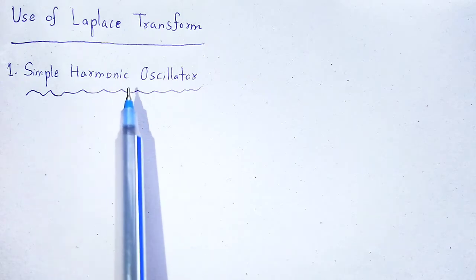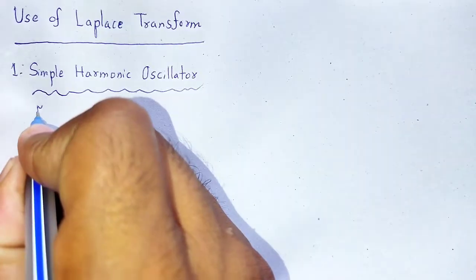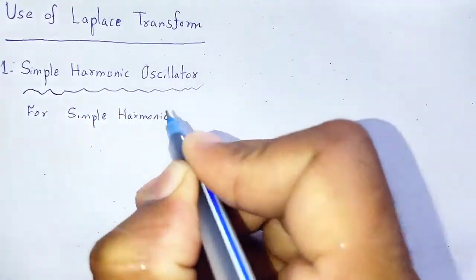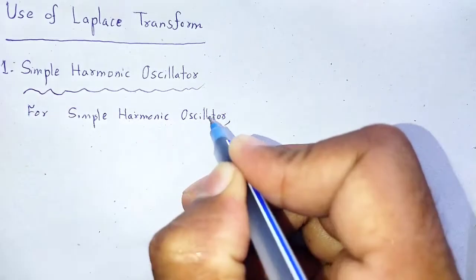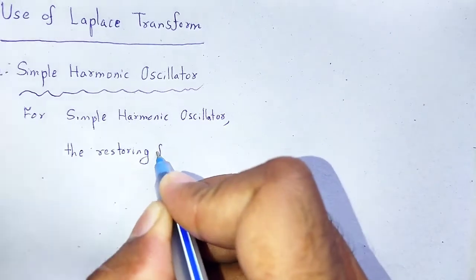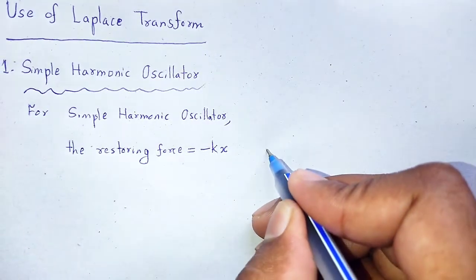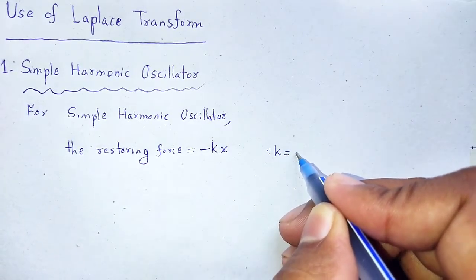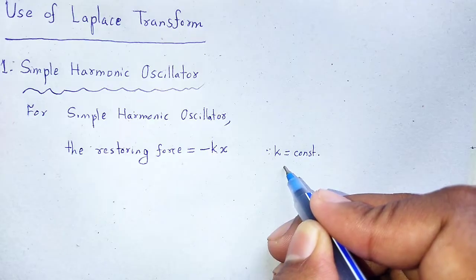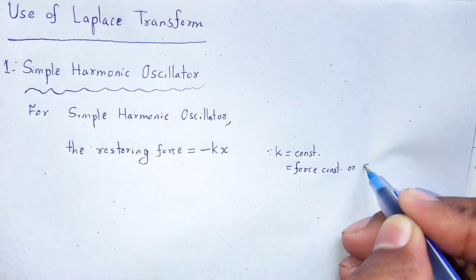First, for simple harmonic oscillator, we know the restoring force for simple harmonic oscillator is equal to minus kx, where k is a constant, and that constant is known as the force constant, or we can say it as spring constant.